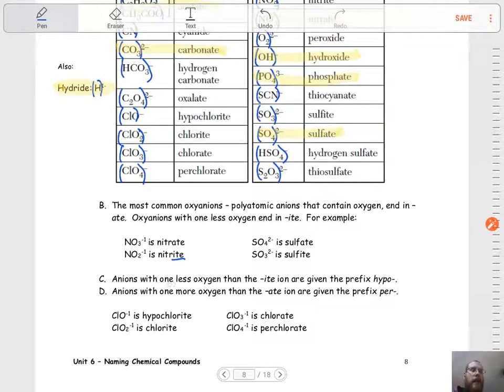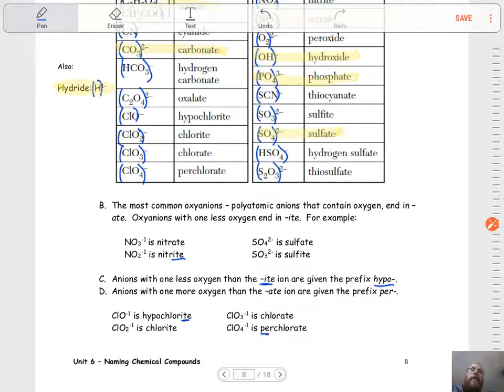So oxygens that have even one less than the ite ion have a prefix, hypo, like hypoglycemia. Maybe you've heard that term before. Hypo means it's too low, whereas hyper means you've got a lot of sugar, you're going crazy, you're hyper about it. So hypochlorite, notice it's got the ite and it's got hypo, which means it has one oxygen, as opposed to chlorite, which has two oxygens. That hypo means it's one less. Chlorate has three, so chlorate versus chlorite is a one oxygen difference, and then per means it has one more, like hyper. That's where that per comes from, it's perchlorate.